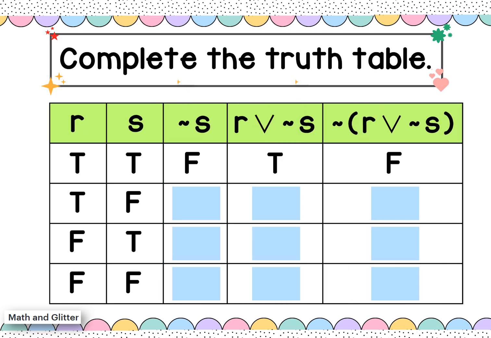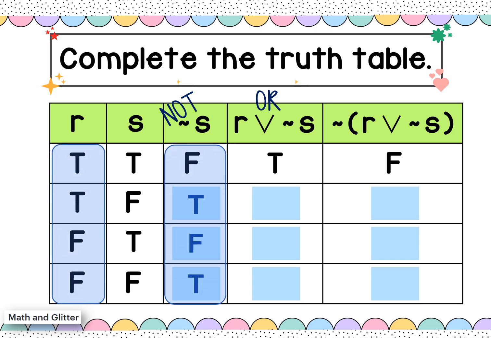Here's another one. Let's see, we have our truth values for R and S already set up with all the possible combinations of true and false for those two. And we need to negate the S. So true becomes false, false becomes true, true becomes false, false becomes true. And we're doing a disjunction with the R and the not S. In a disjunction, at least one has to be true. So that first row is already done with a true. The next row is true. Then we have false, and then we have true.